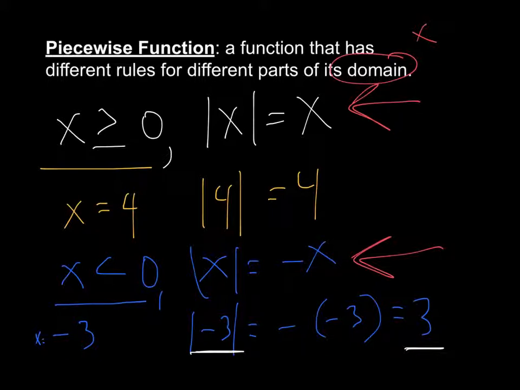Think about piece, it's in pieces, right? Different pieces of the function have different rules. So if you can just remember that different parts of the function have different rules for different values of x, given the nature of absolute value. So that's what you need to know about a piecewise function, and you need to know the absolute value is a piecewise function.